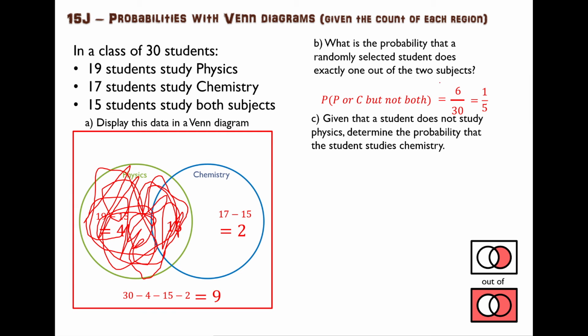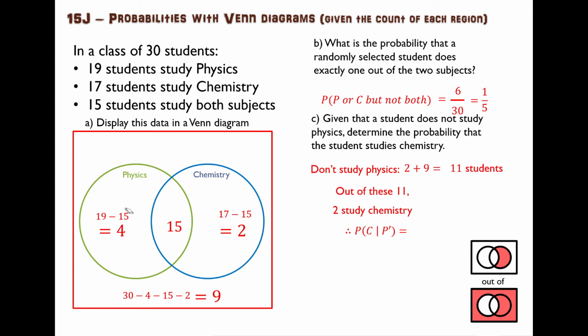So out of the students who don't study physics, you can see I've tried to illustrate it in this diagram, out of all the other students, so all these students that don't do either subject or the students who just do chemistry, how many of these study chemistry? There are 11 students in total, 2 plus 9, 11 students that don't study physics. And out of these 11 students, 2 of these 11 students study chemistry.